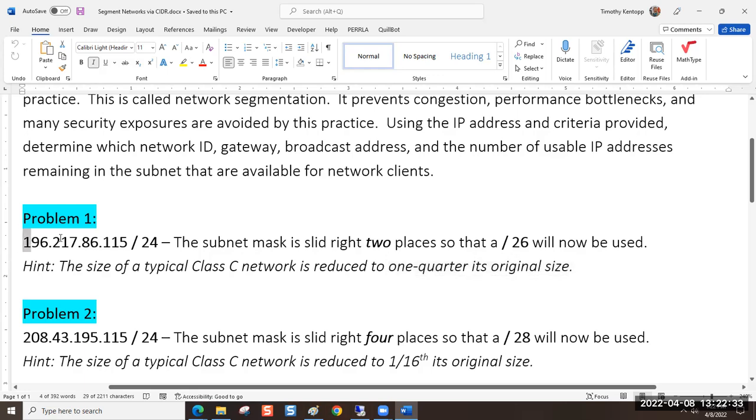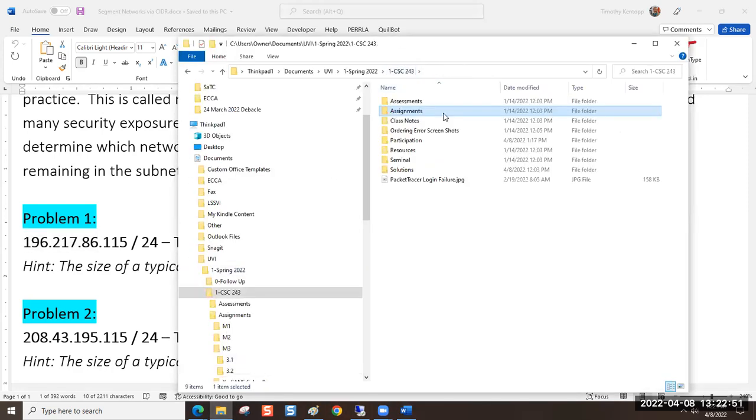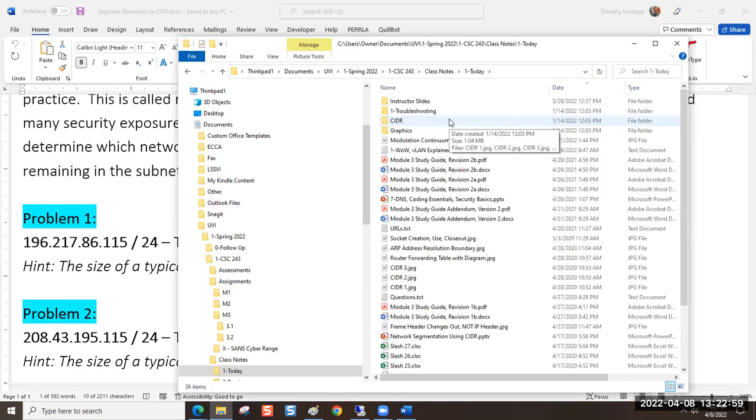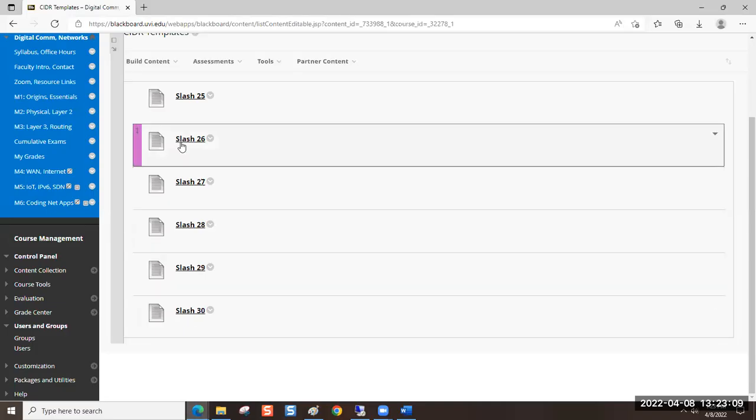We take this number, 196.217.86. I'm actually going to copy this. Okay. And then I'm going to go get my CIDR template. I should have CIDR templates. /26. There's my /26 net template. Where do you get yours? Right here, you download it.